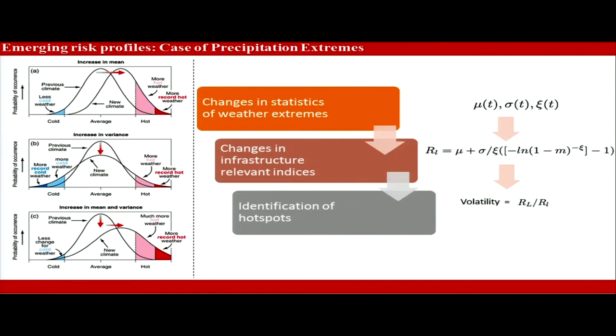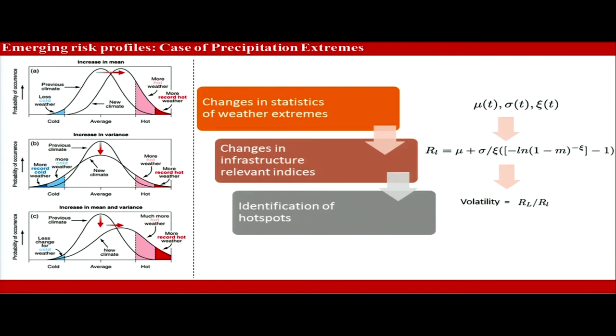So if we put this in the context of weather extremes for infrastructures, this is a figure that I borrowed from IPCC, which says that when we talk about changes in climate and indices of extremes, there could be shifts in mean, changes in variances, and changes in both mean and variances. When we translate these changes in statistical attributes of extremes to infrastructure design, that means some of the infrastructure relevant indices which have been used for past centuries to design infrastructures of today, for example return levels, would not be the same.